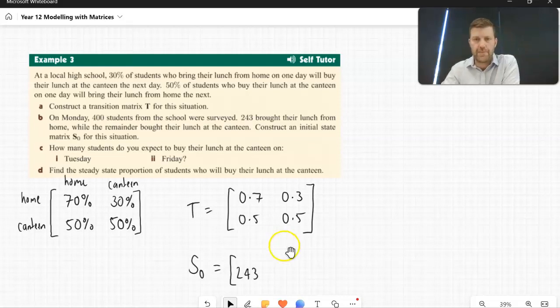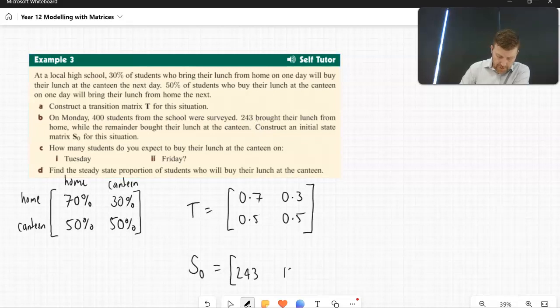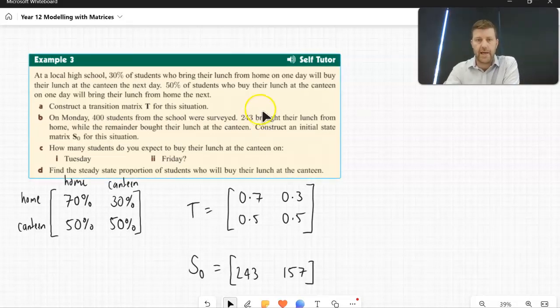243 people bought them from home, which means the rest of the 400 students purchased their lunch from the canteen on Monday. Okay, so 400 students in total, take away 243, leaves me with 157 students who purchased lunch from the canteen.